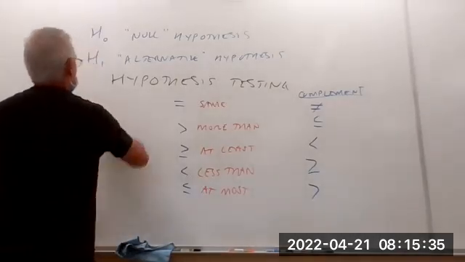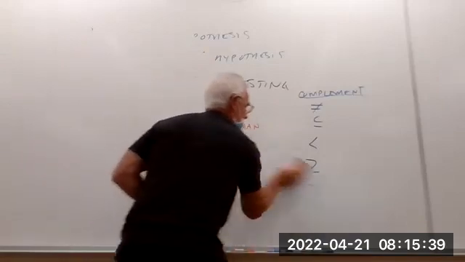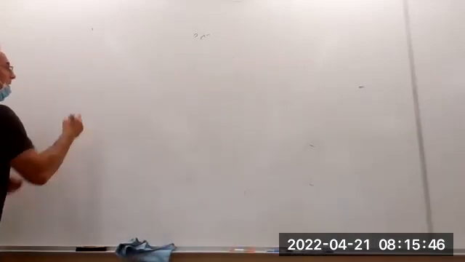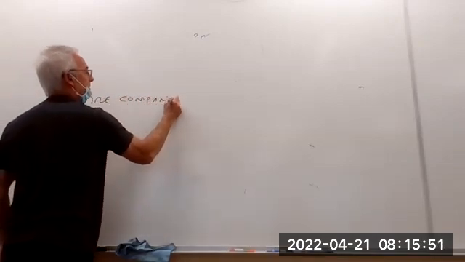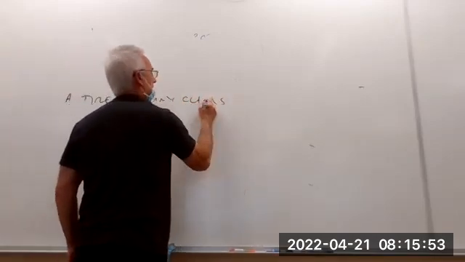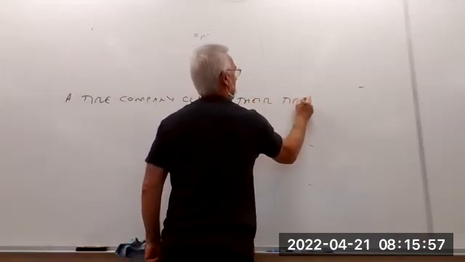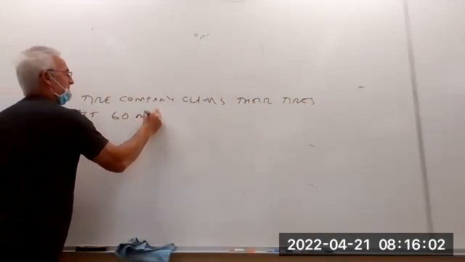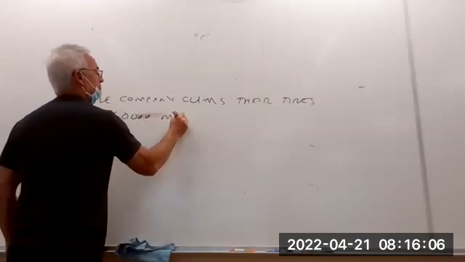So what I want to do now is, how do we set up a null? All right, so let's keep it simple. I'll use these examples. A tire company claims, I'll use the exact example, their tires last 60,000 miles. Now, here's where we got to be a little bit careful.